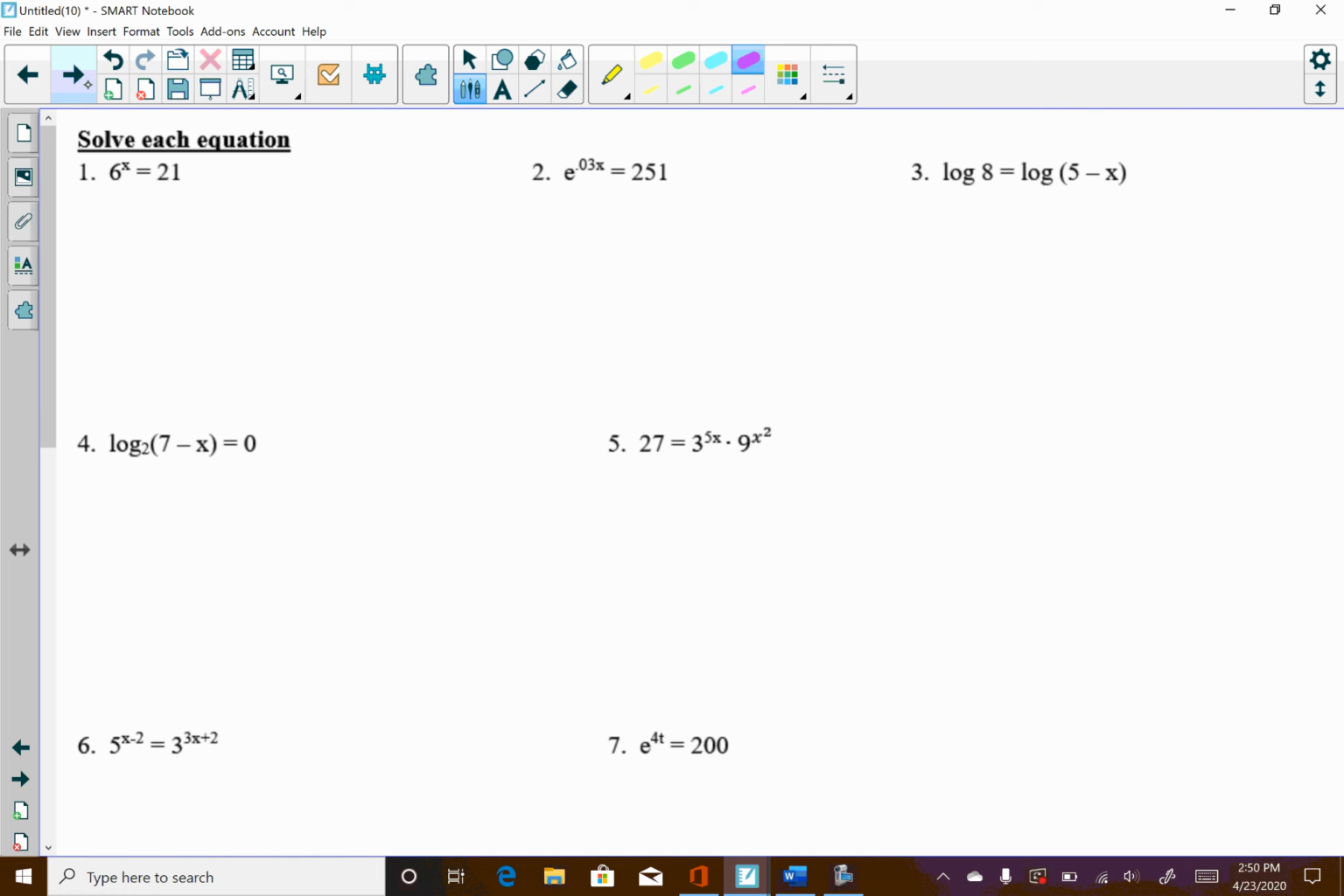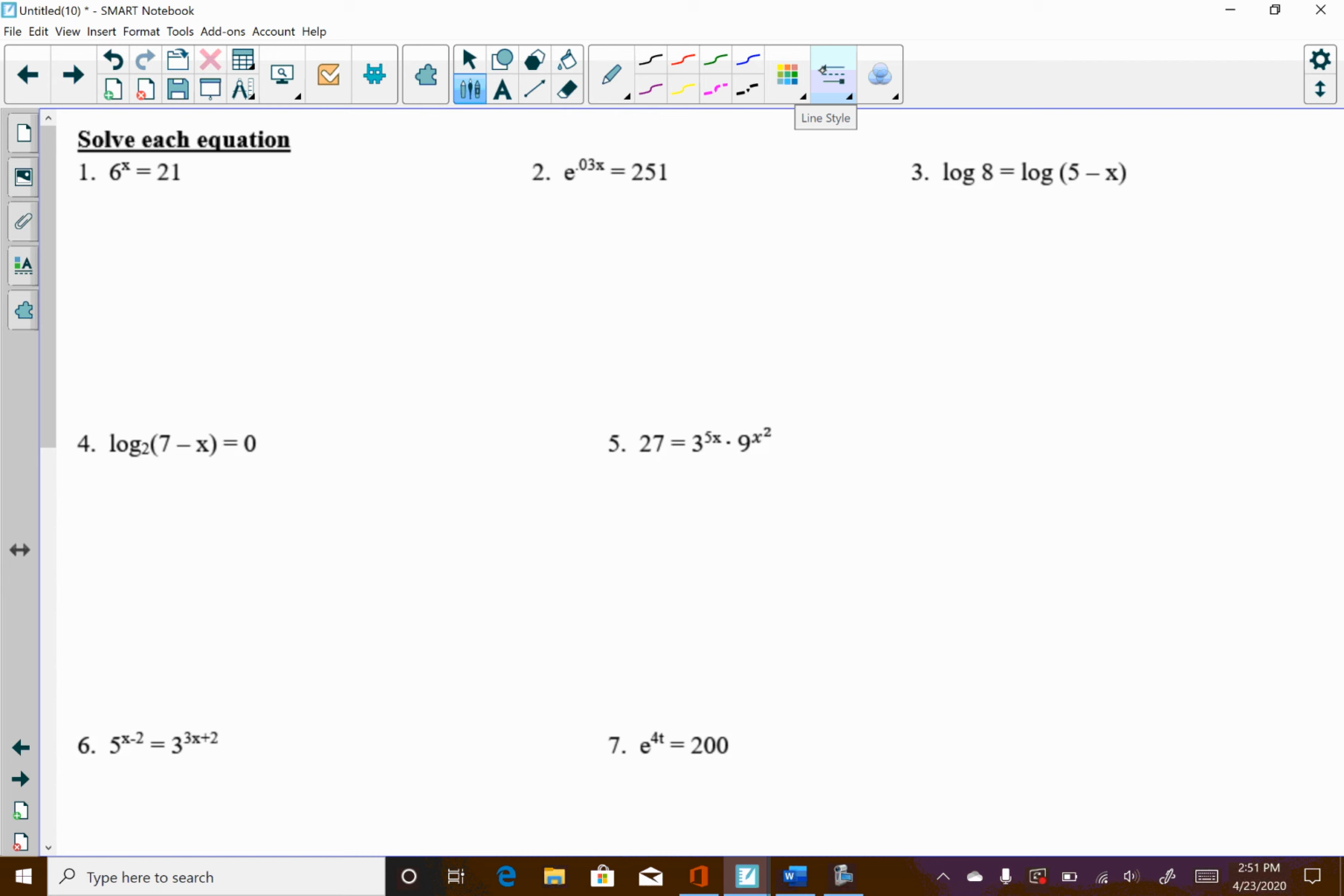All right, so flipping on over to the next page, we're solving our equations here. You'll notice here in number 1, I can't take a number and raise it to a power and get 6, nor can I take any number and raise it to a power and get 21. Not a nice whole number anyway. So because of that, I won't be able to use the technique that we were using on the previous side. But what I can do is take the log of both sides, because logarithms allow you to solve for variables that are in the exponent.